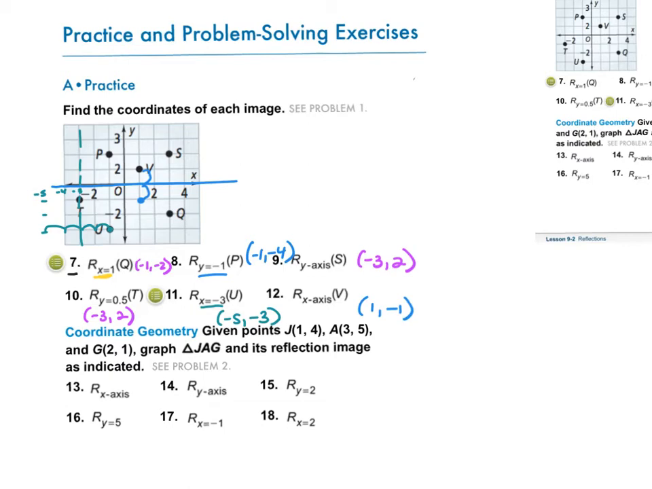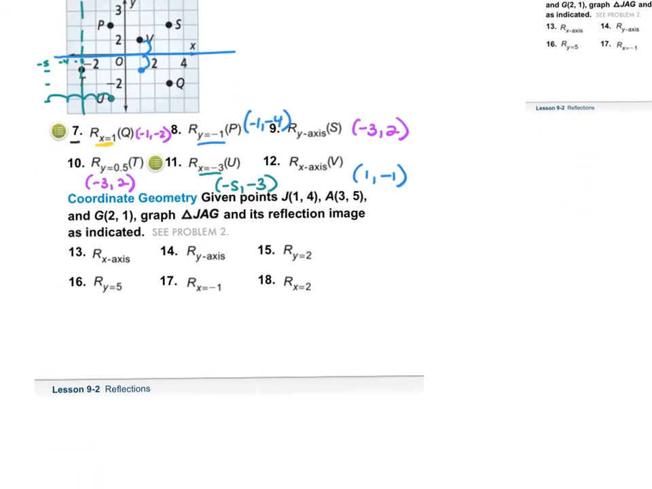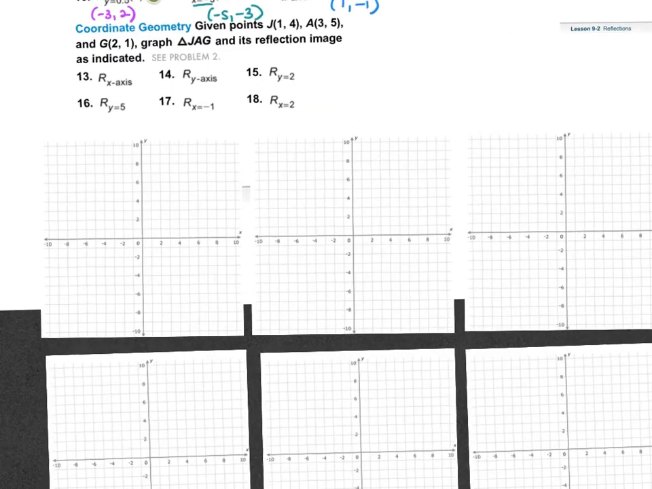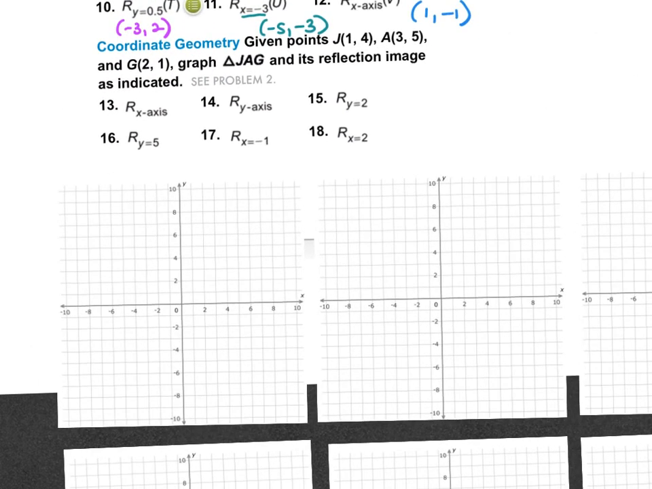Okay, so for 13, 14, 15, 16, 17, 18, which a lot of you left blank, we need a coordinate grid. So I'm going to bring in a couple so that we can duplicate this. Okay, so I'm going to look at 13 first. And this says given points J is 1, 4. So this would be J. A is 3, 5. And G is 2, 1. This would be my triangle.